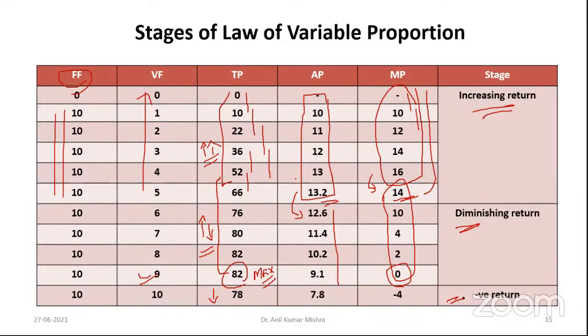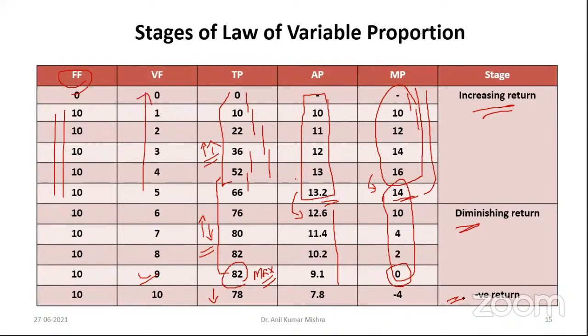Law of increasing returns, law of diminishing returns, law of negative returns. Increasing returns occur up to the situation where marginal product lies above the average. The marginal productivity curve lies above the average productivity curve, or marginal product lies above the average product. That is called the increasing returns.